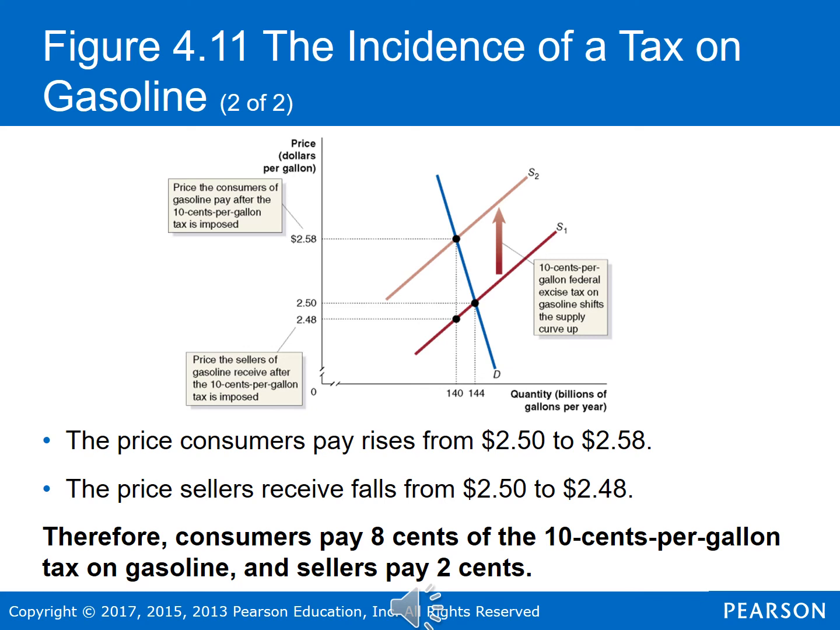So now the price consumers pay rises from $2.50 to $2.58. So they're going to bear 8 cents of this tax. Whereas producers, the price they receive after they pay the tax is going to fall from $2.50 to $2.48. So they end up losing 2 cents, or paying 2 cents per gallon. So consumers end up paying 8 cents, or 80% of the tax, and the sellers of gasoline end up paying 2 cents, or 20% of the tax.